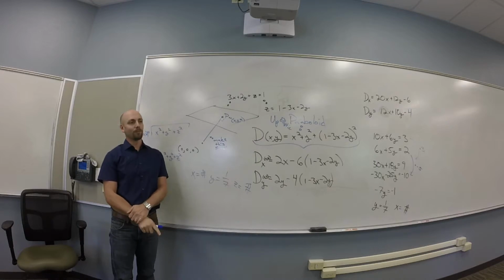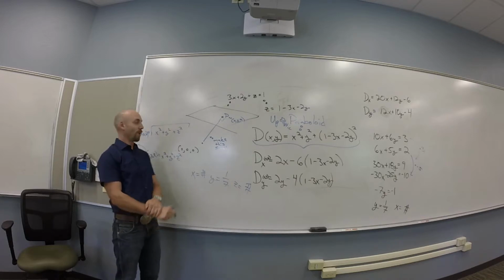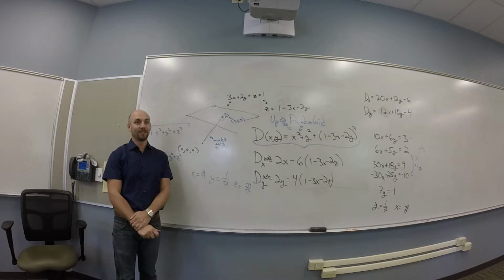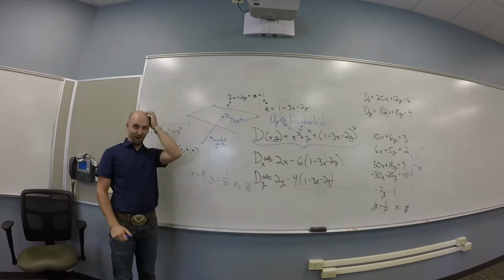If it was an upward pointing hyperbolic paraboloid, you would have the minus one. We couldn't do it, right? You would have a saddle, and that would say that there isn't a closest point on this plane to the origin, which is a little bit trippy feeling.